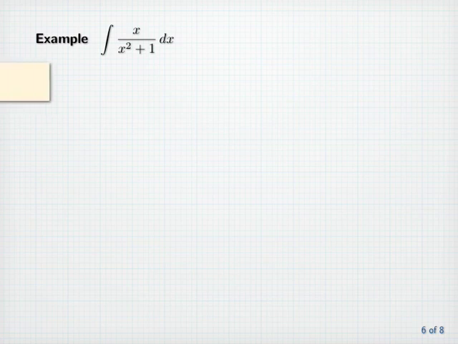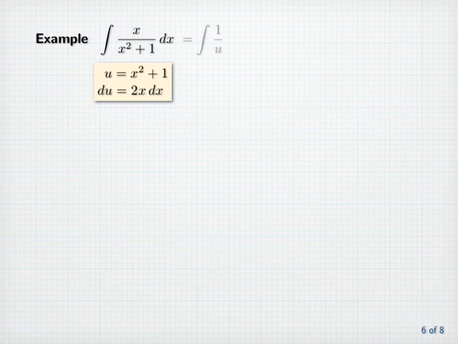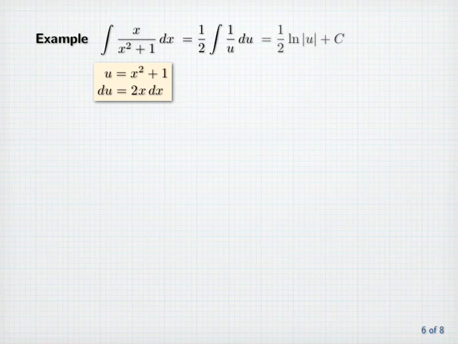Now let's look at a few more examples. First, let's compute the indefinite integral of x divided by x squared plus 1 times dx. We'll make a substitution here of u equals x squared plus 1. We calculate du equal to 2x dx, and so the integral becomes 1 over u times 1/2 of du. We'll bring our 1/2 outside the integral, and now u to the minus 1 power gives us a natural log of absolute value of u times 1/2 plus c. Now we replace u with x squared plus 1. Notice that we don't need the absolute values here because x squared plus 1 is never negative.